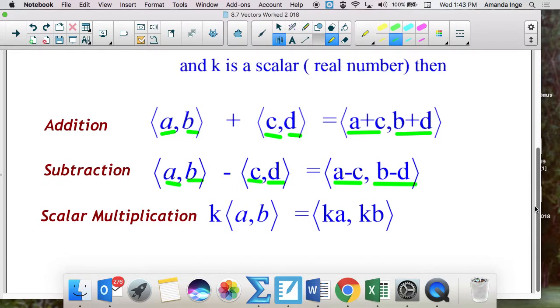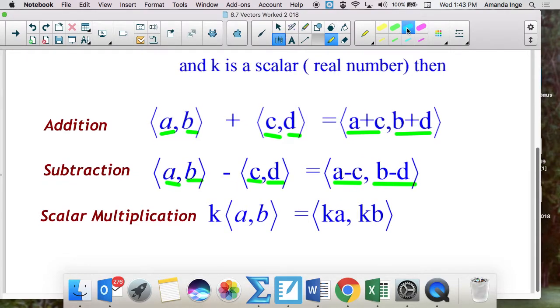When we talk about a scalar, it's a real number. So what we're doing is we're multiplying this vector times k, which is the scalar. So we get k times A and then k times B.